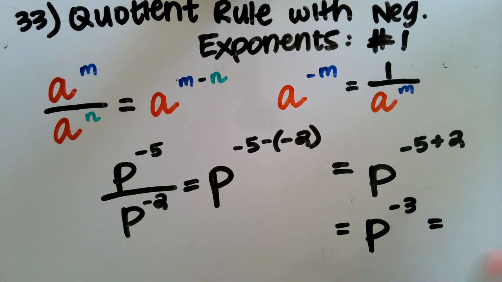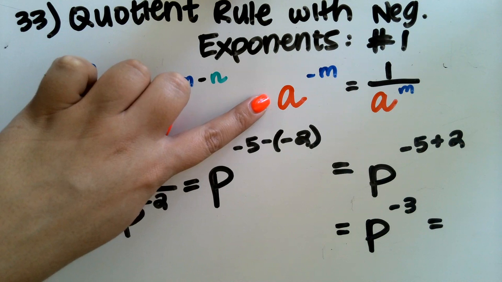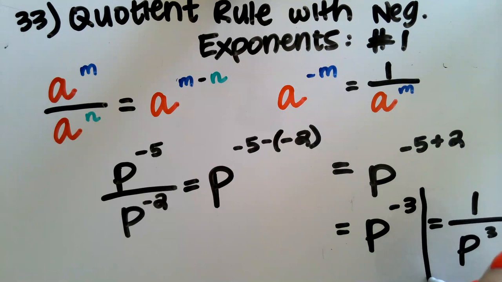Okay. Now, here is where, again, remember, we are never allowed to write our answers with negative exponents, okay? We always want to have a positive exponent, which is where we come in and we need to utilize that negative exponent rule. And it's the same thing like we've been doing in the last few videos. We're going to put 1 over p to the positive 3rd exponent.